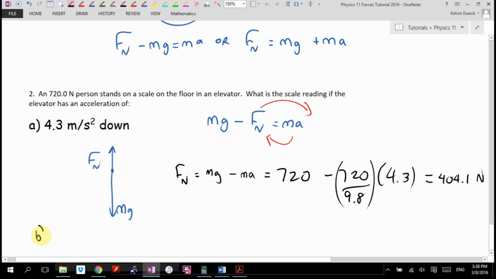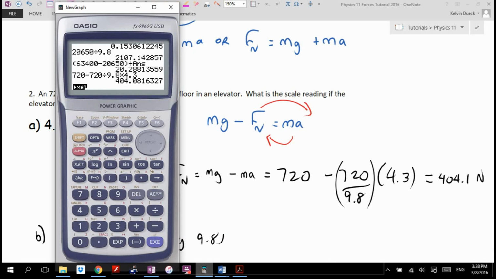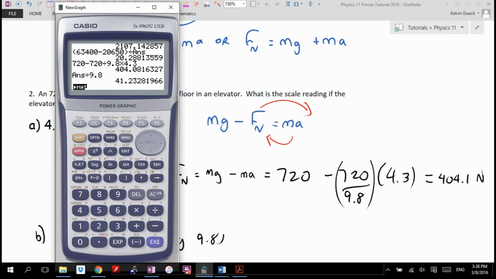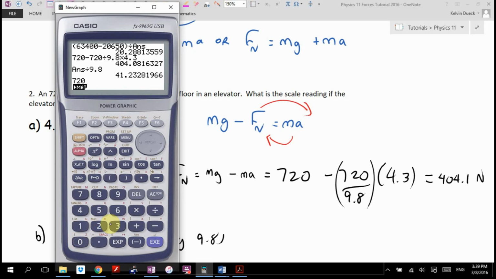What if, for a part B, I said, what does the scale read in kilograms? How do I go from newtons to kilograms? Yep. Just divide by the scale. If it was a kilogram scale, which really most of your scales are, I doubt any of you own a Newton scale, the scale would read that this person was 41.2 kilograms, as opposed to their original mass of 720 divided by 9.8, 73.5 kilograms. They'd feel almost half their weight.